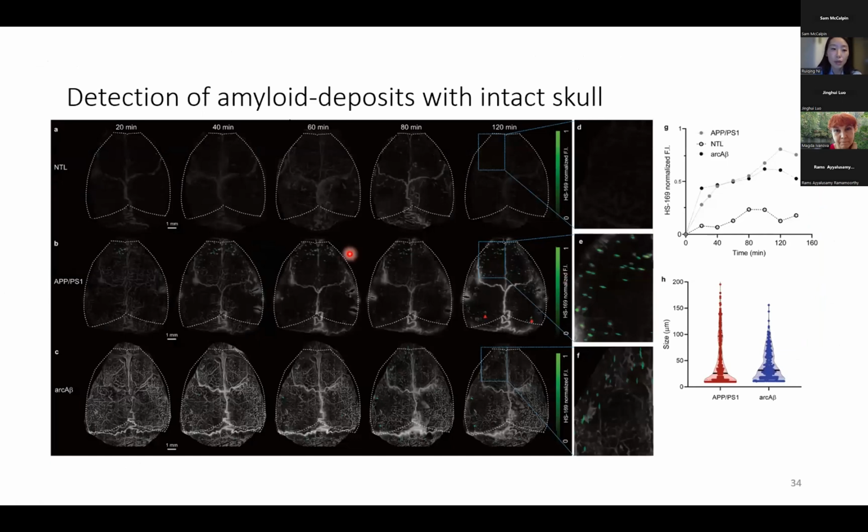Here we also use the APPPS1 and the Arctic A-beta mice. We can see clearly the green dots indicating accumulation of A-beta in the transgenic mice compared to wild-type mice. One special feature of this LCO is that the signal increases with time. Instead of flushing away, it stays in the mouse brain. That's why we see it remains very high at 2 hours after injection.